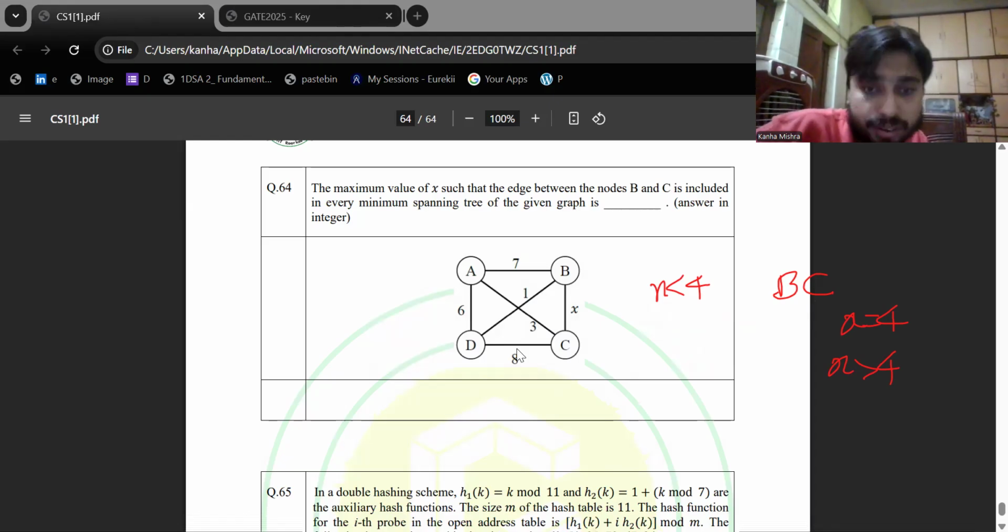But the question is specifically asking the maximum value of x such that BC is included in every MST. The critical insight here is that to guarantee that BC is present in every MST, no MST should be able to replace it with other edges without increasing the total cost.